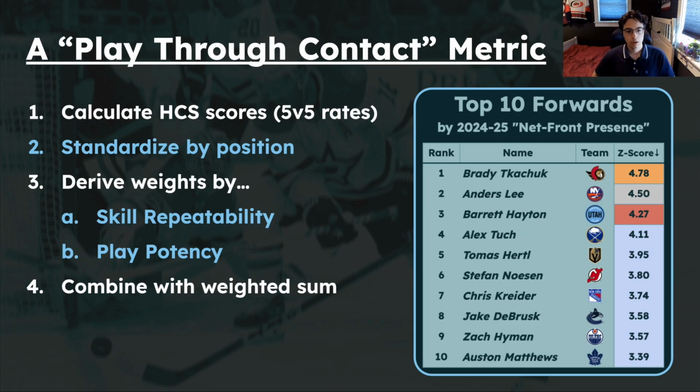the long run. So for skill repeatability, we just check to see how repeatable each of the high contact situation scores are year over year across the league. And then for play potency, what we do is we correlate each high contact situation with on-ice play driving to see how important they are and how much they actually drive play and are important to a team's success. Now, once we have these weights, we apply them to the high contact situation scores and combine them as a weighted sum to get our final play-through contact metric.